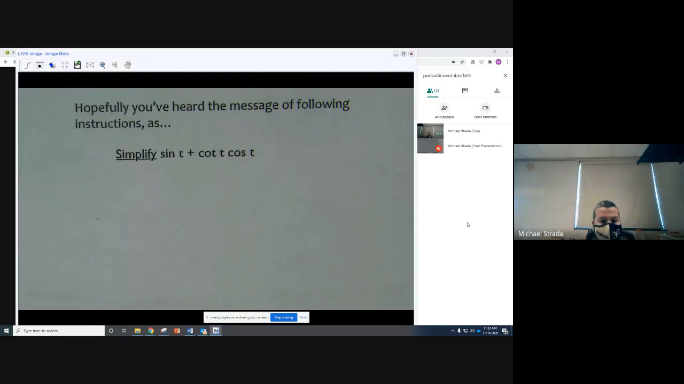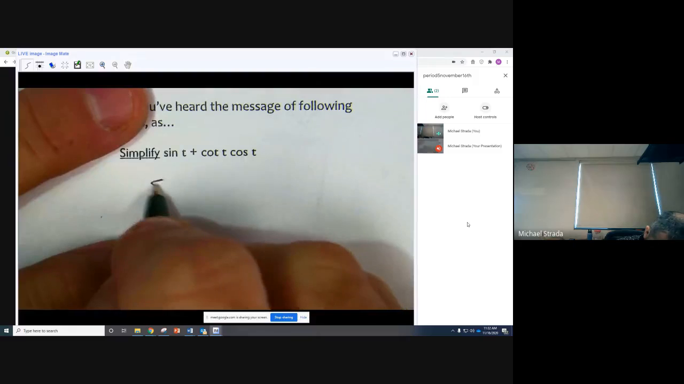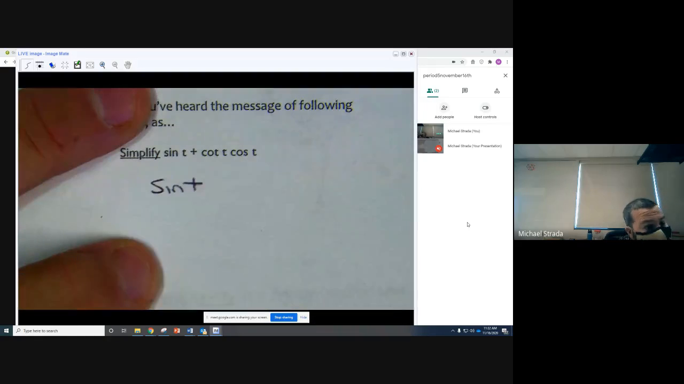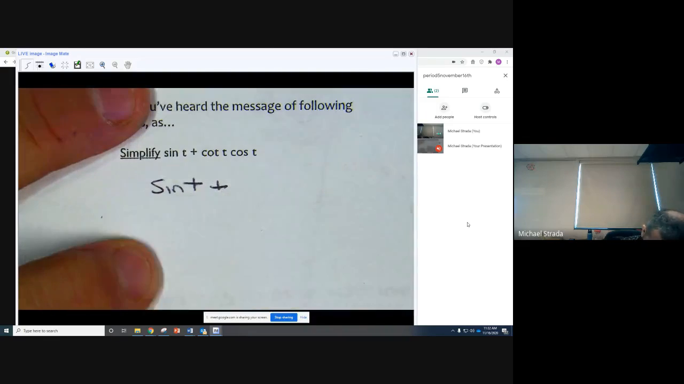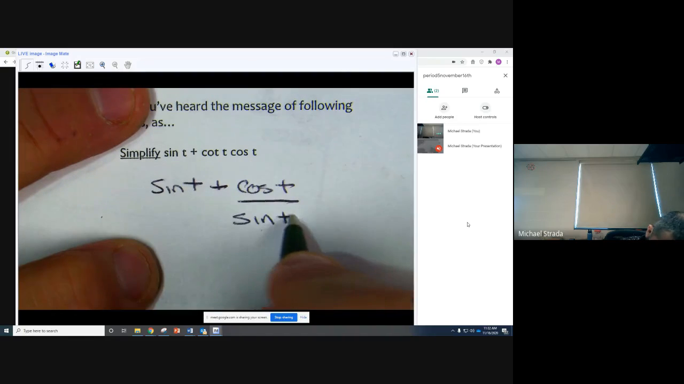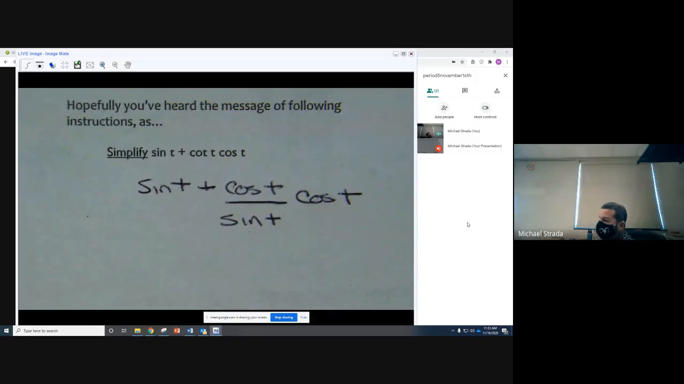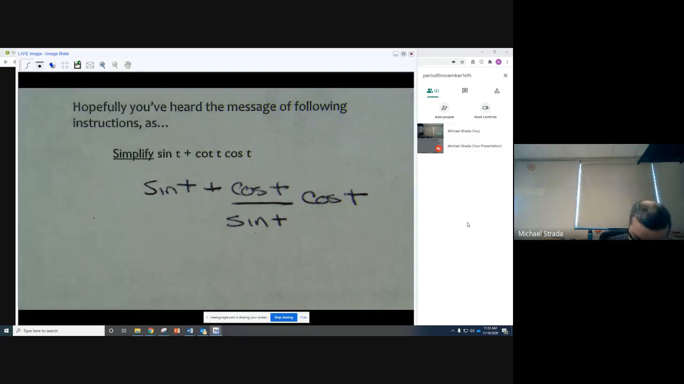So, if I look at this expression, sine t plus cotangent t cosine t, there's no common factors. There's nothing squared. So now you go to plan C, which is write everything in terms of sine and cosine. So the sine t is going to stay exactly the same. The cotangent of t from the identity you just wrote down is cosine t over sine t, times cosine t. So step 1 is showing knowledge, writing everything in terms of cosine and sine, and you're showing you know what those are equal to. All right.